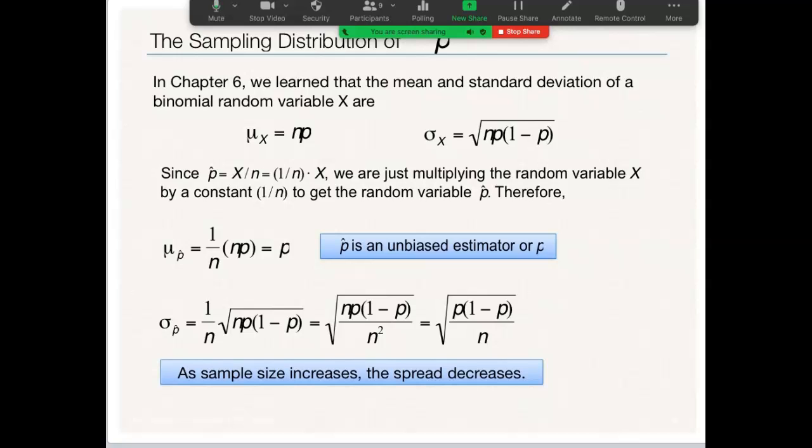Namely, for a random variable x, the way we compute the mean is n times p, and the way we compute the standard deviation is the square root of n times p times 1 minus p. Those are both formulas in your formula packet that you will be provided on the AP exam. And since p hat is just x divided by n, that's the same as 1 over n times x. So all I'm doing is multiplying a constant by my random variable. So it's actually just a transformation.